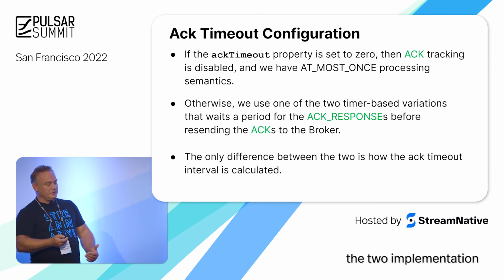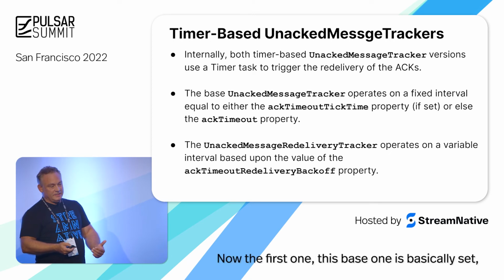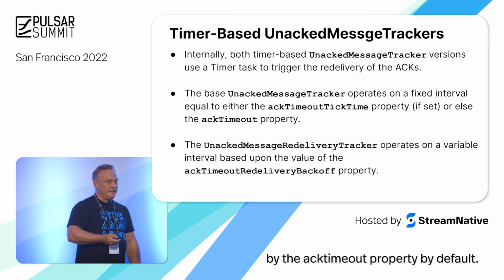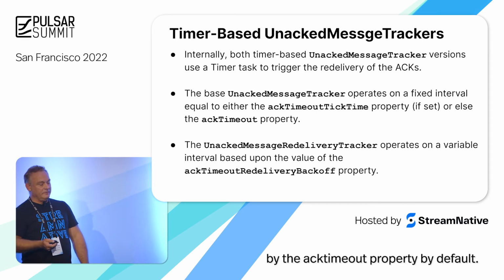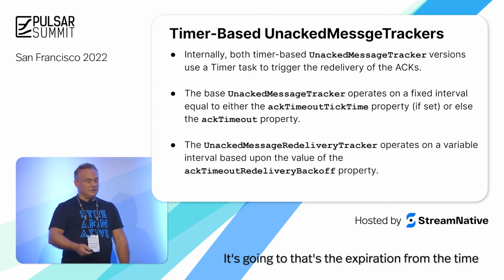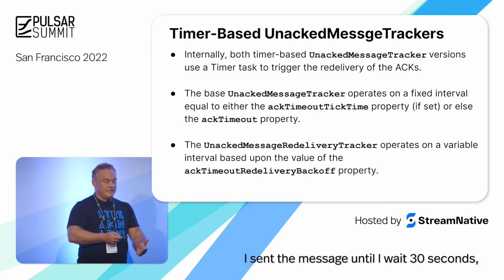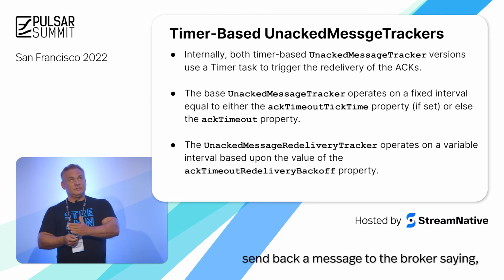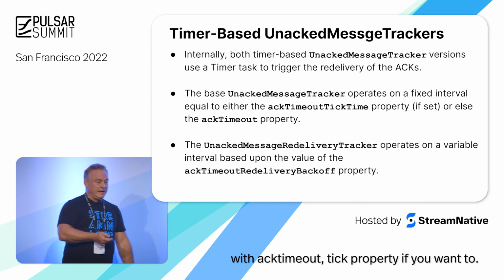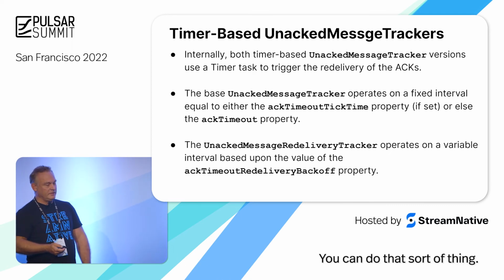And so the only difference between the 2 implementations is how this interval is calculated. Now the first one, this base one, is basically set at a fixed interval, right? And it is controlled by the Ack Timeout property by default. So if you say my Ack Timeout is 30 seconds, it's going to do it every 30 seconds. That's the expiration from the time I sent the message: I will wait that long until I send back a message to the broker saying I want this message again. But you can override that with an Ack Timeout tick property if you want to set it to 2 minutes instead, and you have a different variable. You can do that sort of thing.